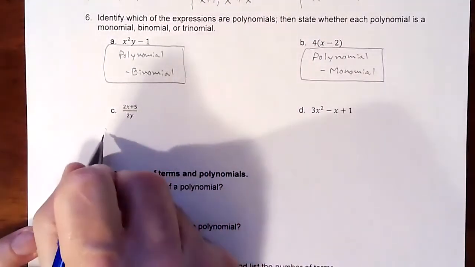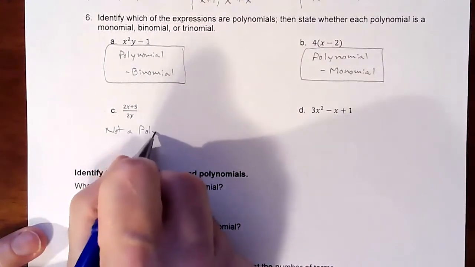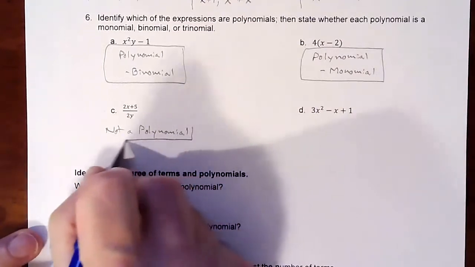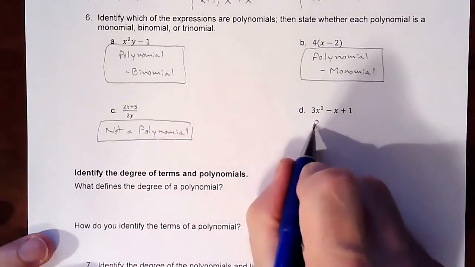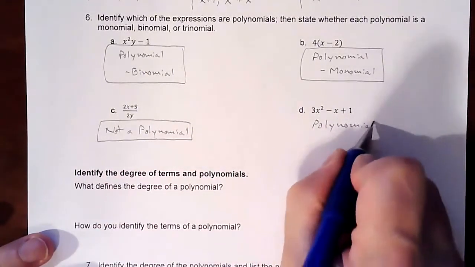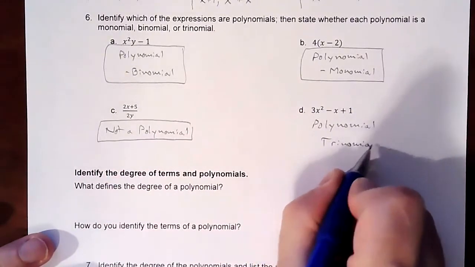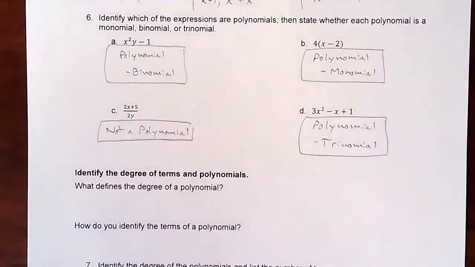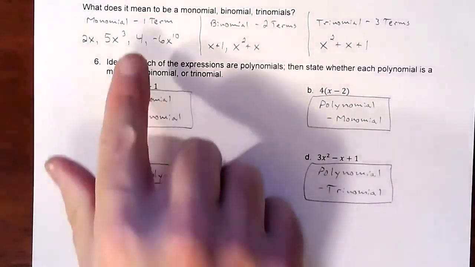And then this one is not a polynomial. Your last one is a polynomial, and there are 3 terms, so that is a trinomial. Okay, and that was it. That was just categorizing polynomials by how many terms they have.